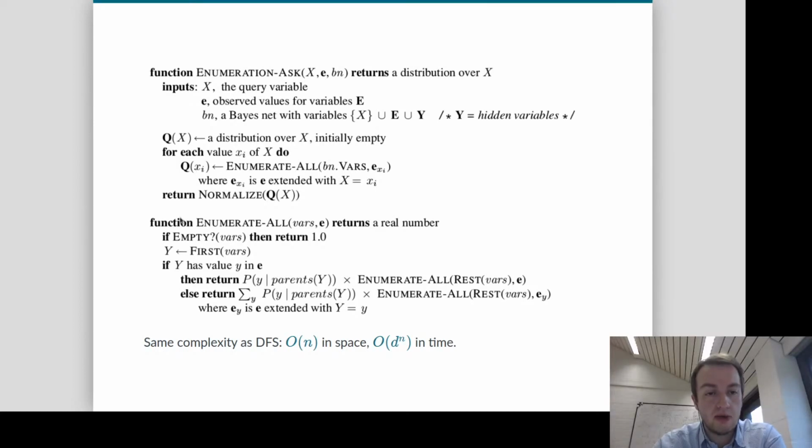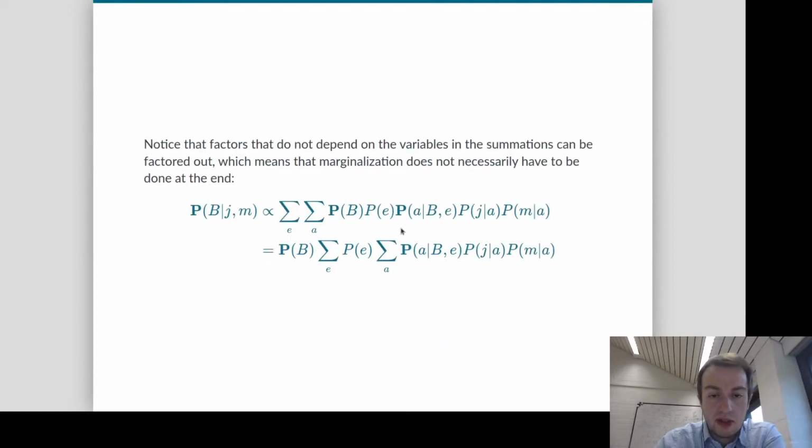Then you would repeat that for all unique values xi. You would then fill in all your table, and finally you would normalize the entries. Then this function enumerate all would be basically an implementation of this trick.